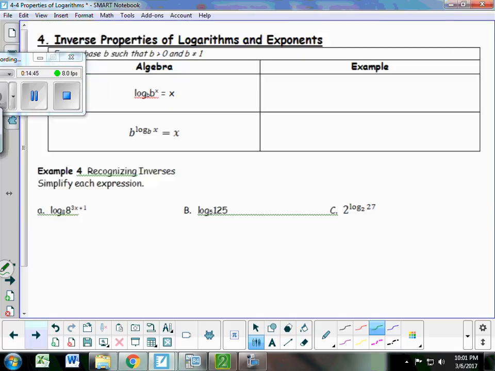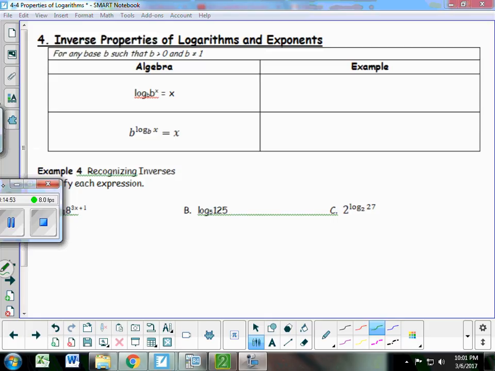Now we do have some other properties that we can use to help us simplify things quickly. These are inverse properties. We kind of talked about inverses before. If you remember, an inverse is something that undoes another operation. So here we have some things that undo. Notice we have log base b of b raised to a power of x. When there are two base b's there, the log base b and the base b cancel, and we're only left with the power of x.